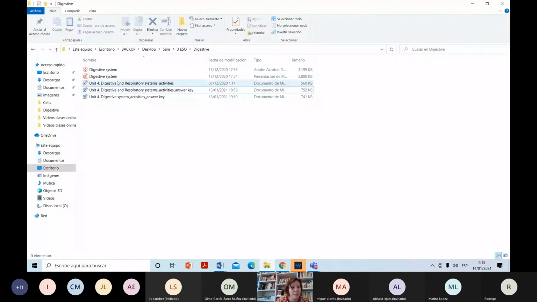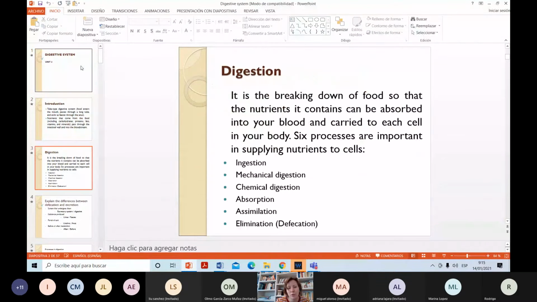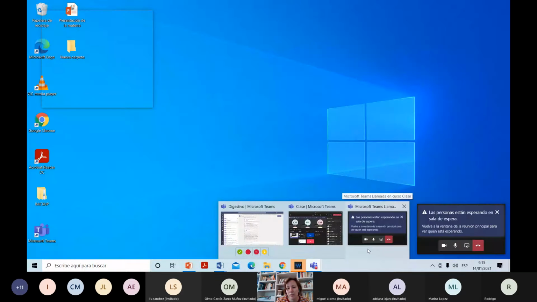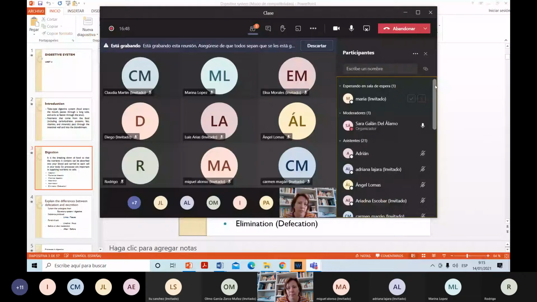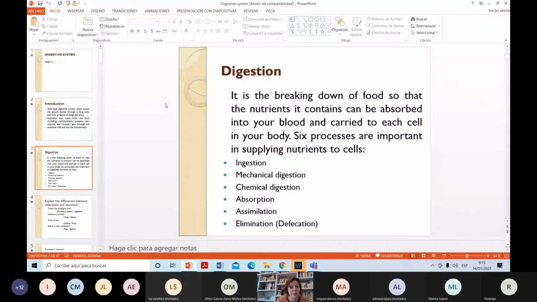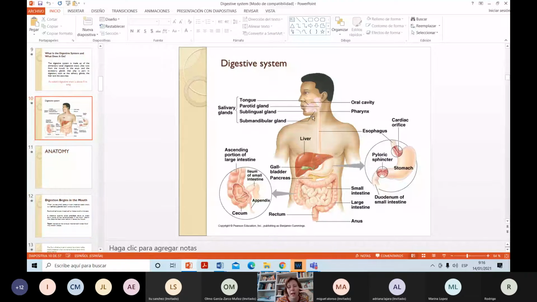The presentation that we were seeing on digestive system, which is the one that I wanted to show you, includes all the components, all the parts of the digestive system, including the digestive tract, the digestive tube, which is all this long tube, and also the accessory glands.